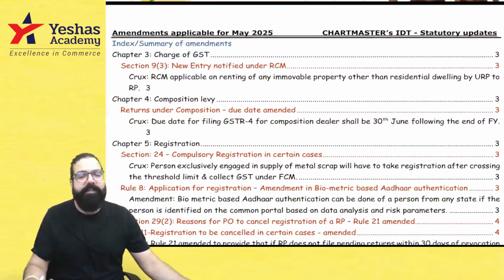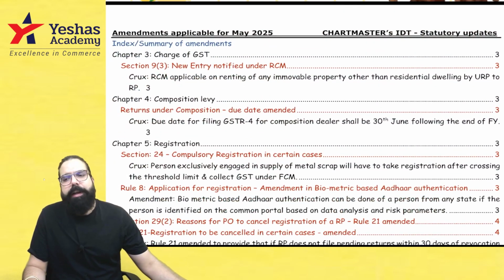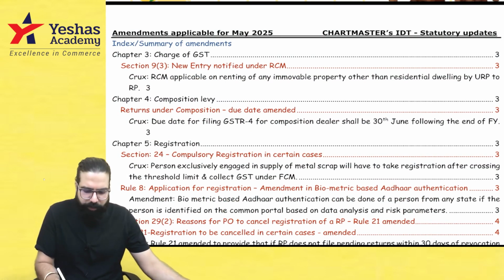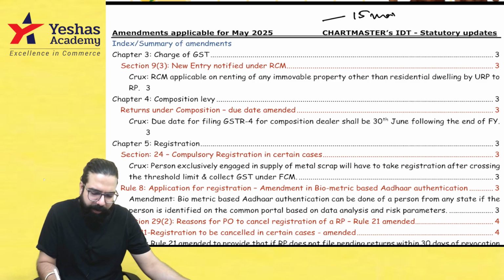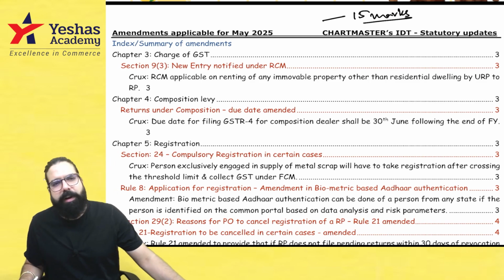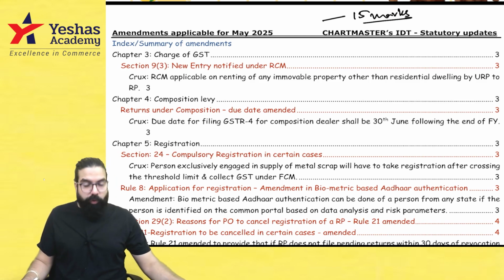This time for your exam, approximately amendments. I believe in 50 marks, you should see at least 15 marks in your exam. At least approximately 15 marks should come. Let's go ahead and quickly cover.